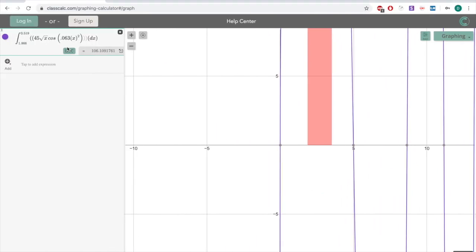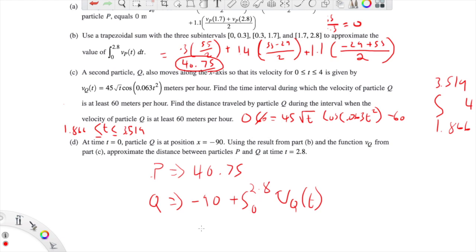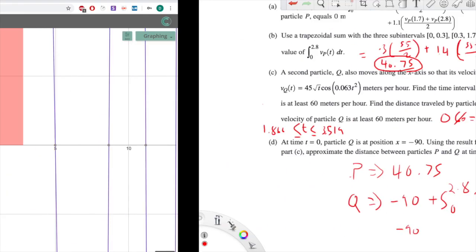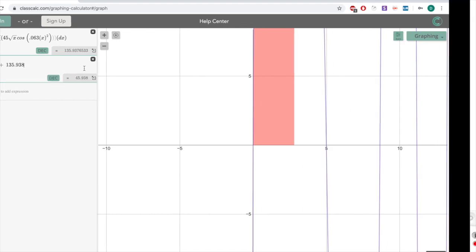So we can go ahead and plug that in. We already have the information all loaded up in here. So we can just go 0, 2.8, and that's going to give us 135.938, let's call it. Actually, let's go ahead and subtract 90 from that. So negative 90 plus 135.938. That's going to give us 45.938.